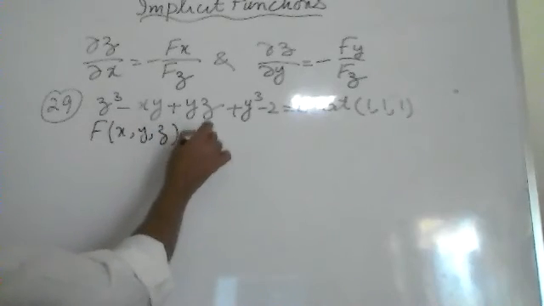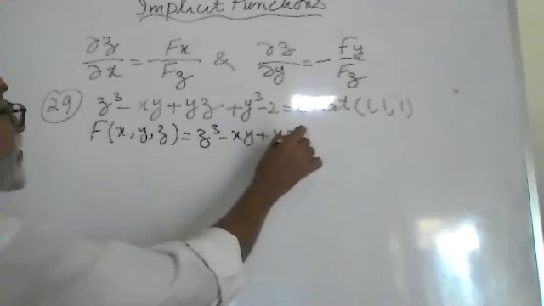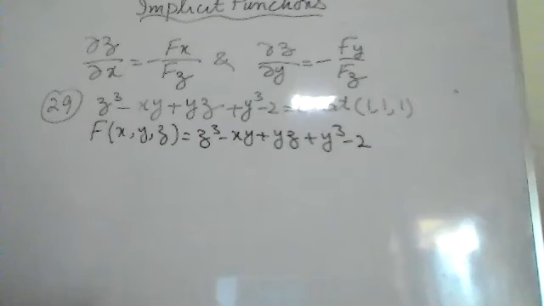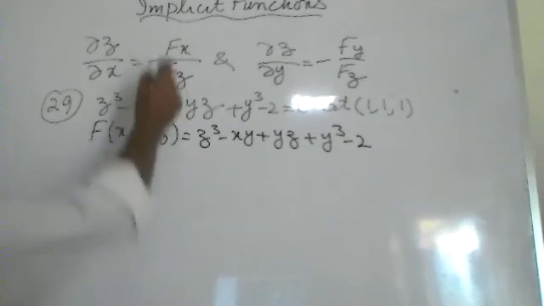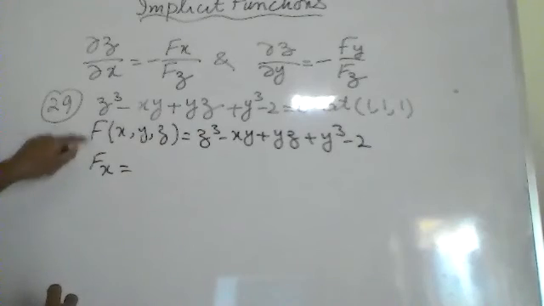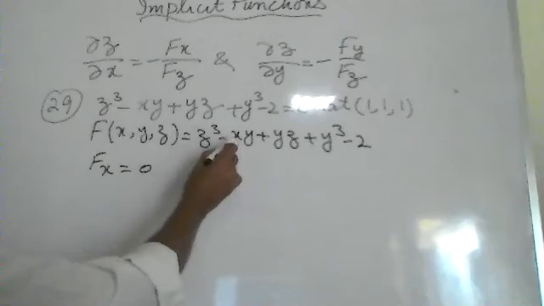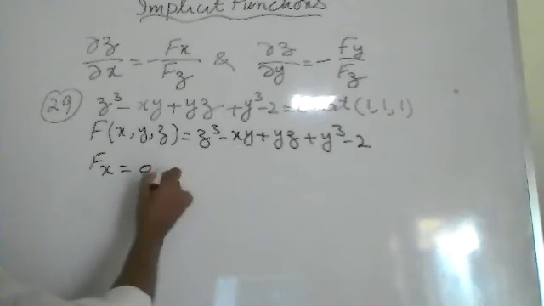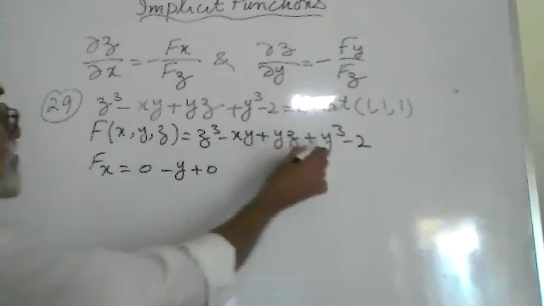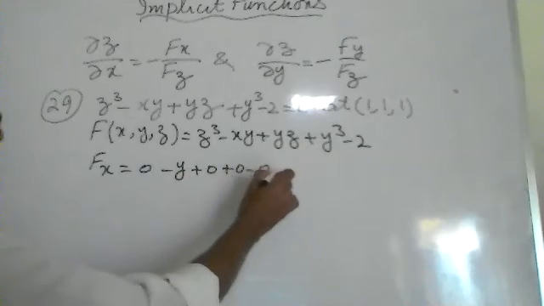What is this? Z cube minus xy plus yz plus y cube minus 2. This is considered as f of x, y, z. We will find f of x, f of y and f of z. Partial derivative of f with respect to x. There is no x, 0. There is x, derivative of x will be 1, 1 into y will be y. There is no x, 0. So this is minus y only.